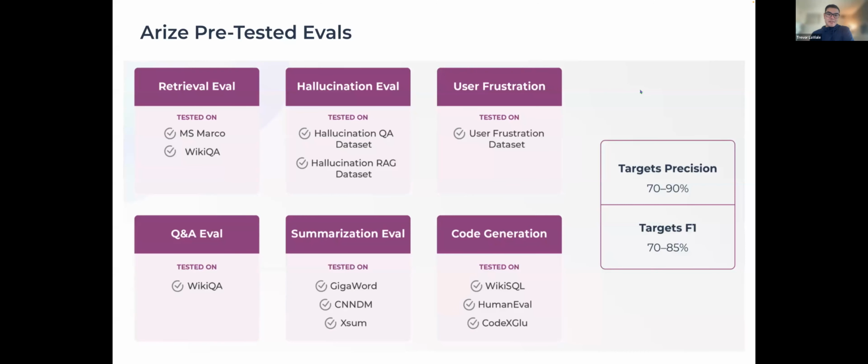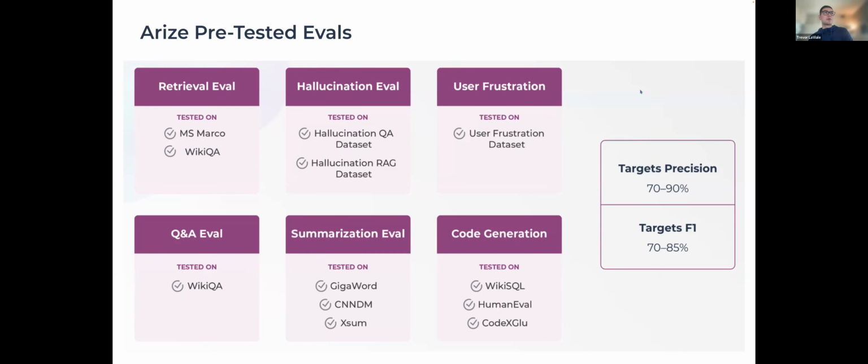So these are the task-based evals that Aparna was talking about. We have different evals for different tasks, hallucinations being one of them. We actually pre-tested a lot of these evals with benchmark data sets for a few common eval tasks, for example retrieval, Q&A, hallucinations, and user frustration. For the hallucination evals, we tested on the QA dataset and the RAG dataset, which are both available as part of the eval library.